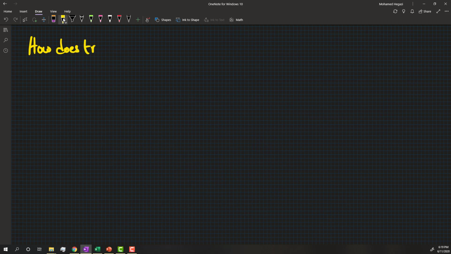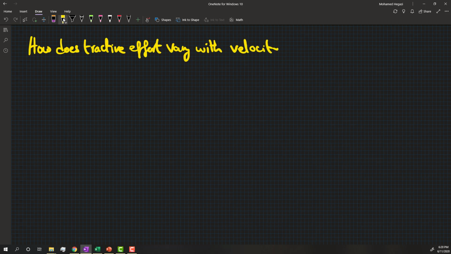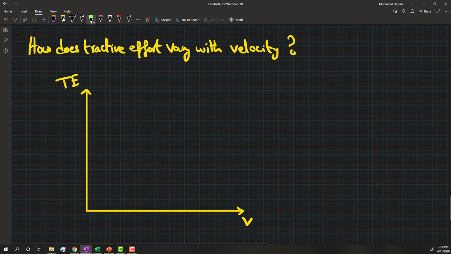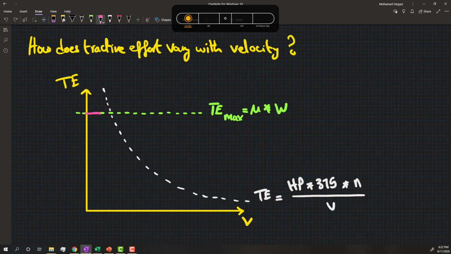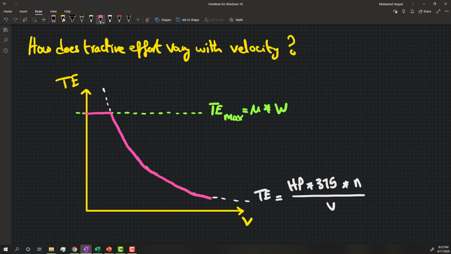Now, if we want to draw the tractive effort as a function of the velocity of the train, how would that look like? How does the tractive effort vary with velocity? If you remember, tractive effort was the minimum value of two separate types of tractive efforts. The constant type, which is the starting tractive effort, or the maximum tractive effort, is independent of velocity and therefore is drawn as the dashed green line. The dashed white line is the curve that is the reciprocal function relating tractive effort to velocity, if you remember reciprocal functions from calculus.